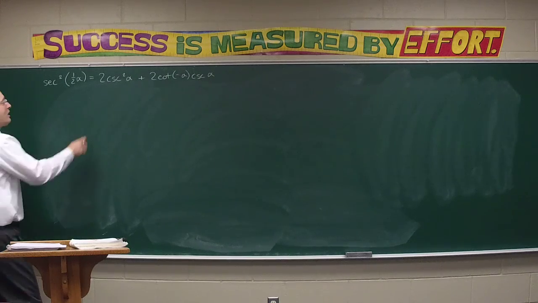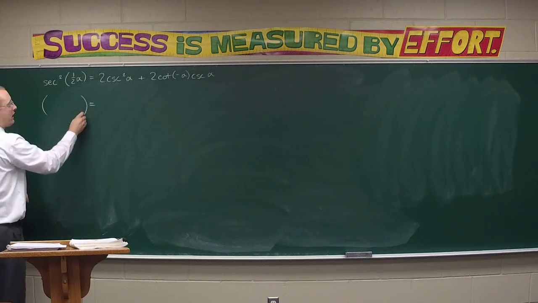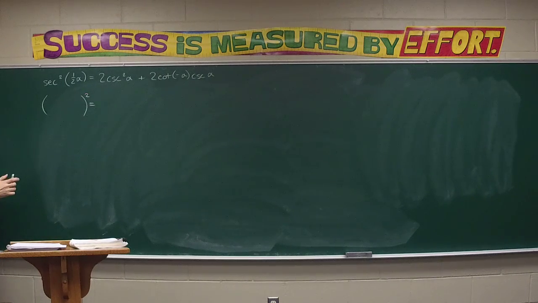All right, so only because I don't like half angles. But the good news is the little square right here. So when I write out my secant half angle identity, I'm going to be squaring it anyway. What is secant's half angle identity?